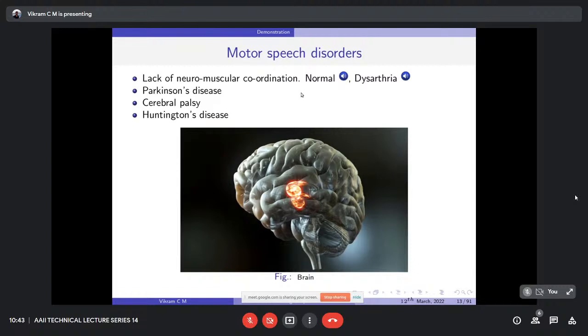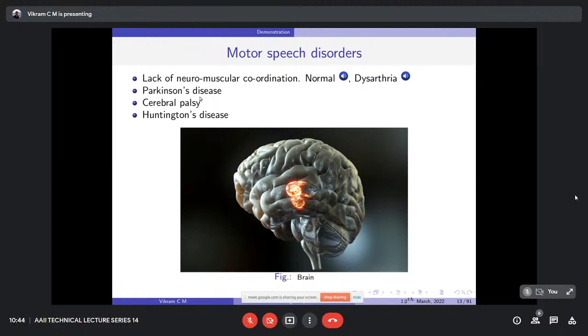Another important disorder is motor speech disorders. We know that the coordination between different organs in our speech production happens because of our nervous system. Our nervous system sends impulses or signals. Due to that, our vocal folds or vocal tract, different organs get some movement, and we are able to produce the speech signal. So if some damage happens in the nervous system, that will directly affect the speech signal.